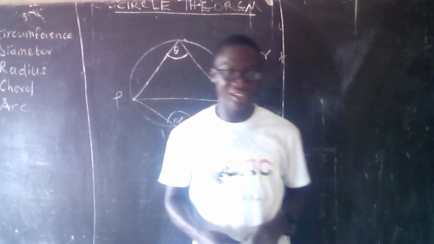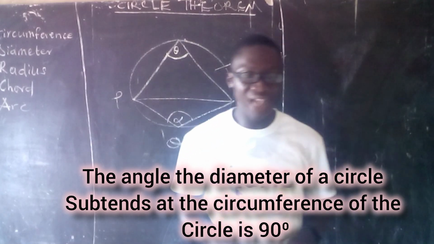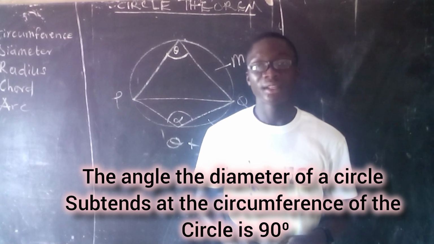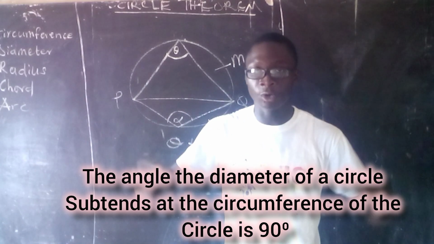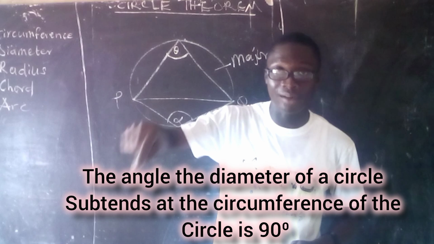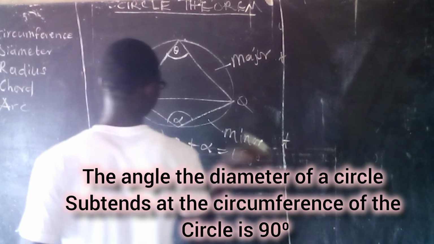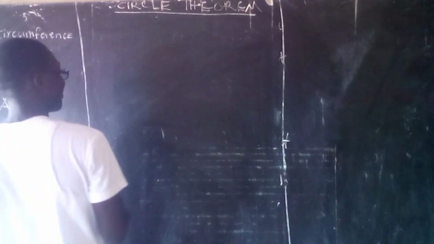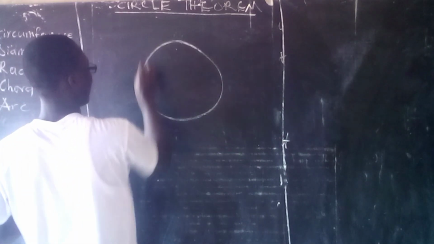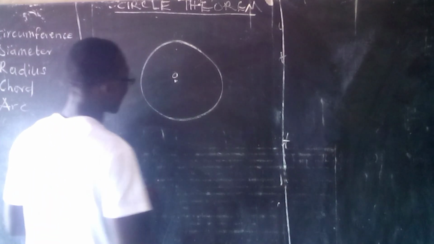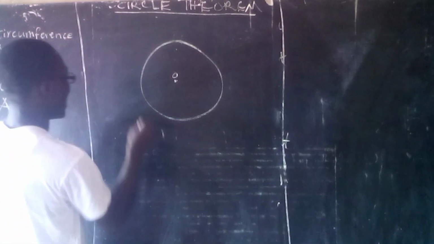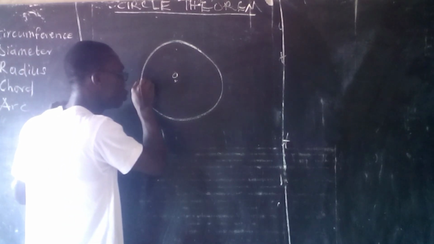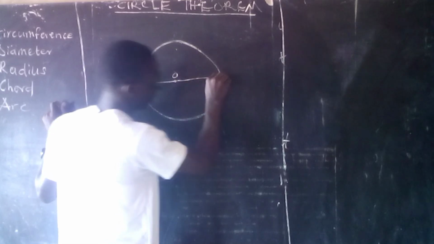Now the fourth property, I say that the angle the diameter of a circle subtends at the circumference of the circle is 90 degrees. So let's say we have our circle with the center O. We are saying that the diameter, a diameter is a line drawn from one point of the circumference which passes through the center to the other end of the circumference.